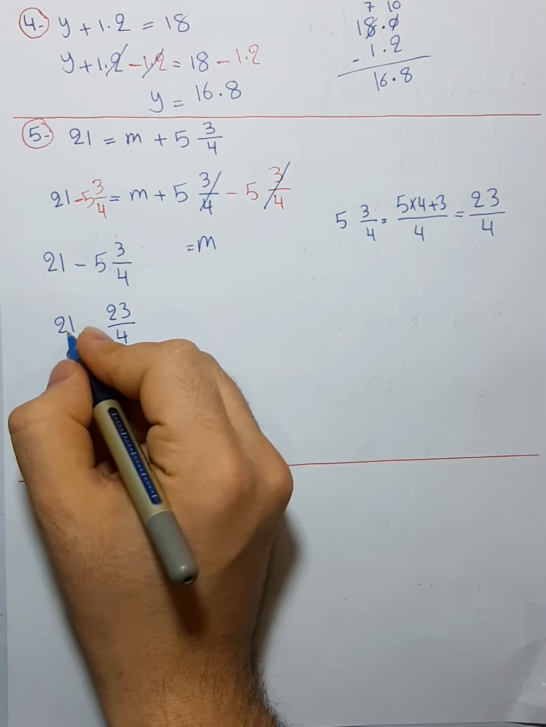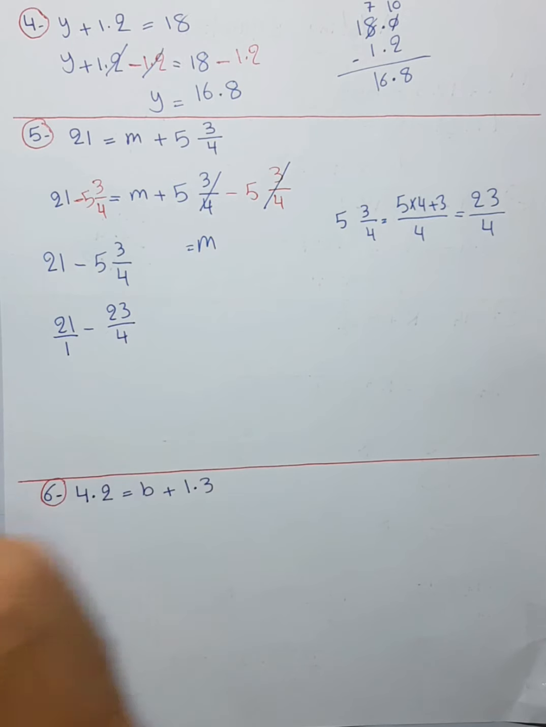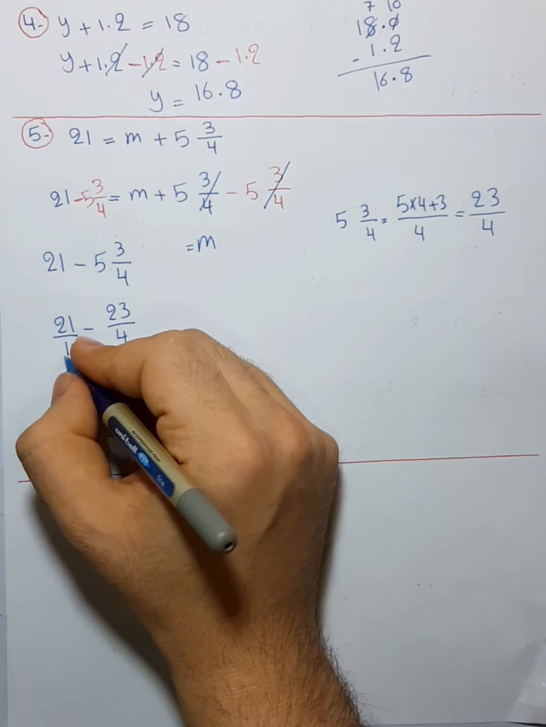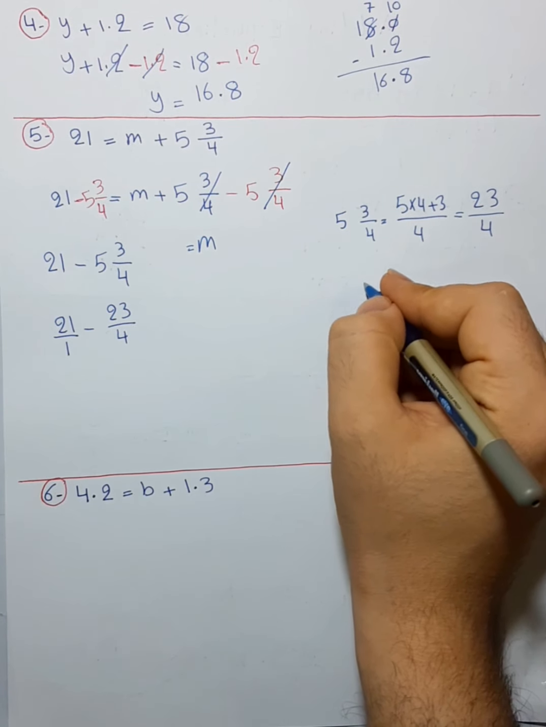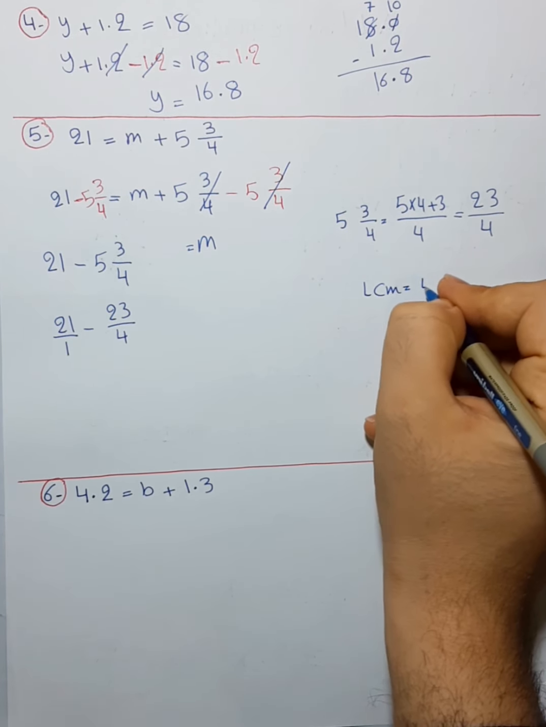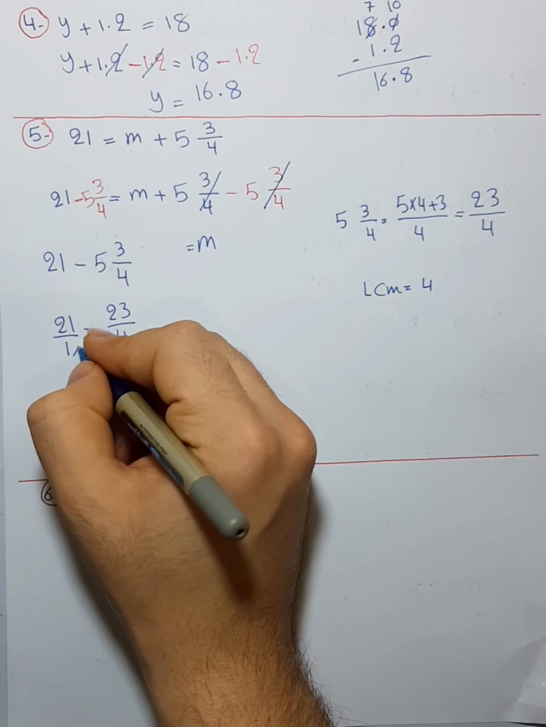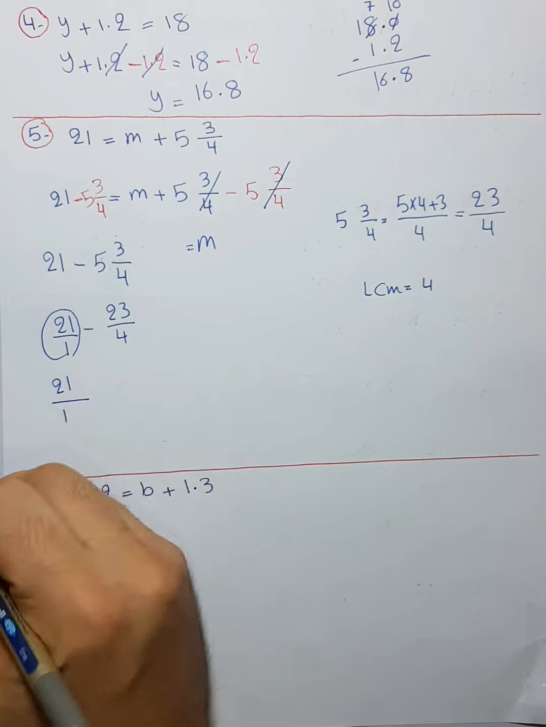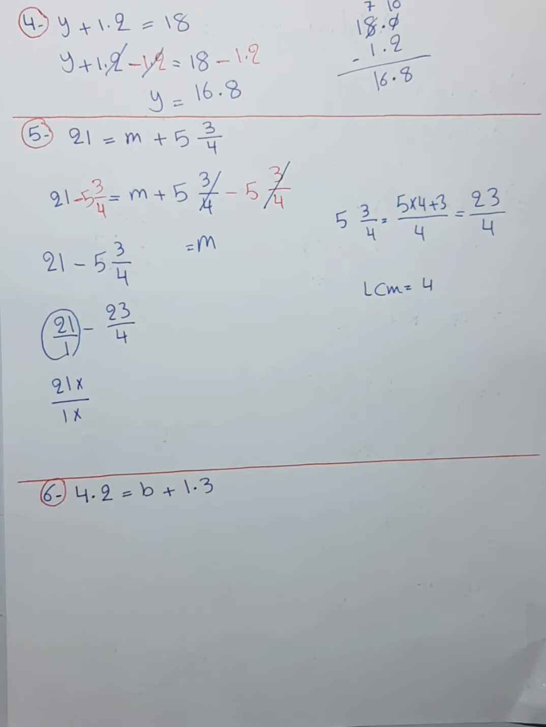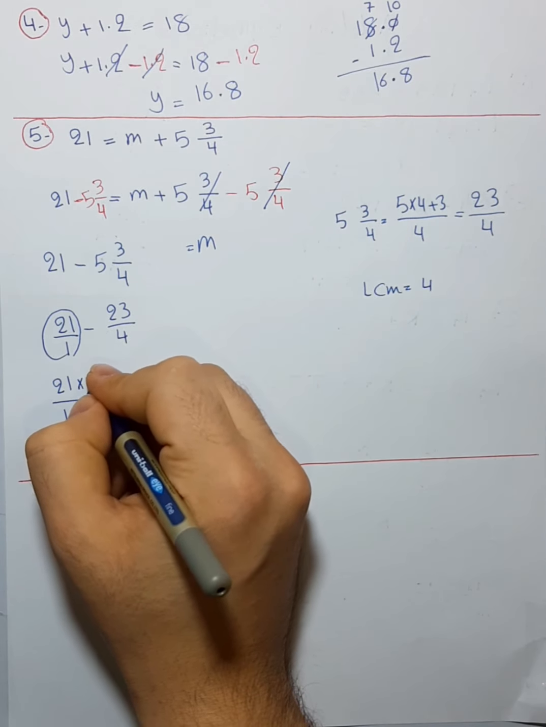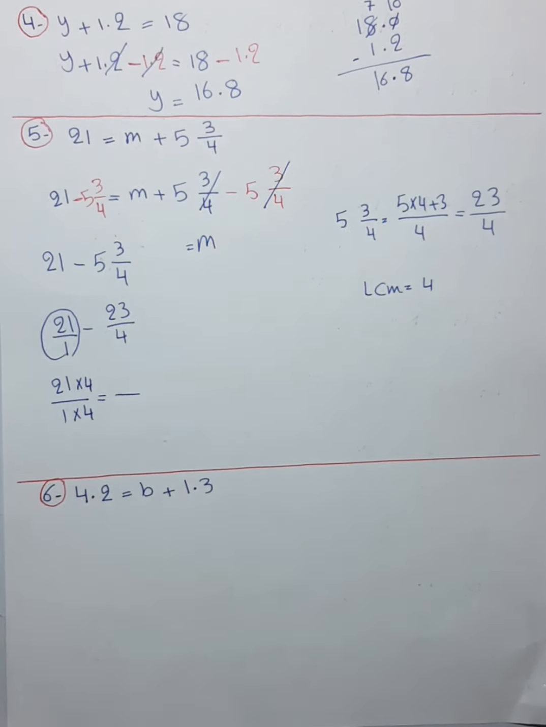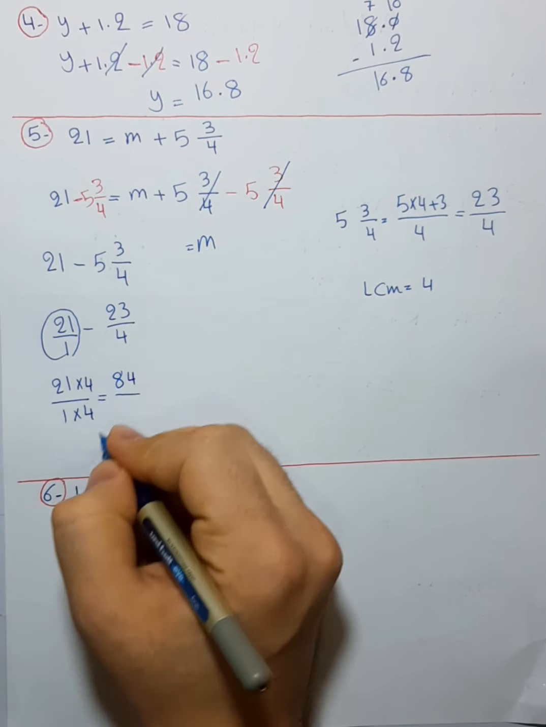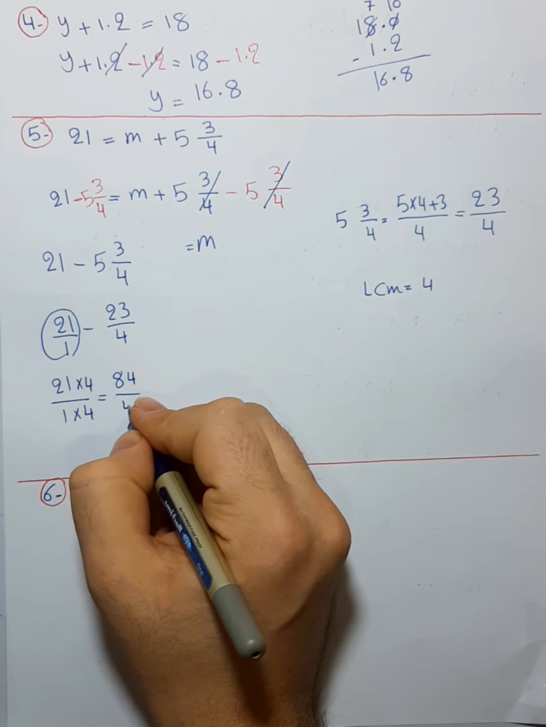We have to change this whole number to a fraction by writing 1 as a denominator. Now we have to find the least common multiple for 1 and 4. The least common multiple for 1 and 4 is 4. You have to change only this fraction, 21 out of 1. 1 times what number equal to 4? 1 times 4. And 21 times 4 equal to 84 out of 4.